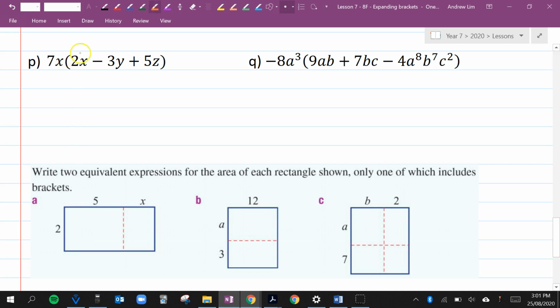Alright, so we've got 7x times 2x. 7 times 2 is 14. X times x is x squared. 7 times minus 3 is minus 21. But we have our x and y. 7 times positive 5 is 35. But we have our x and z. Okay, so remember, we are multiplying everything on the inside by what's on the outside. And what's on the outside? 7x. Not just the 7, not just the x, but both of them.